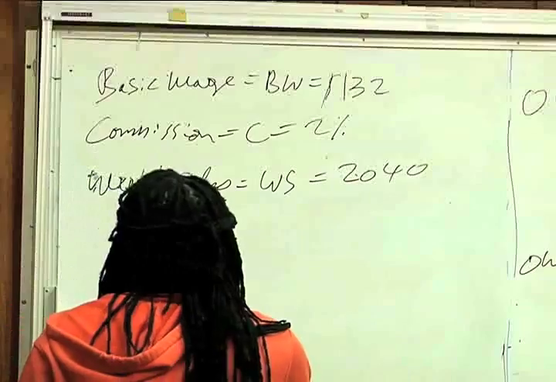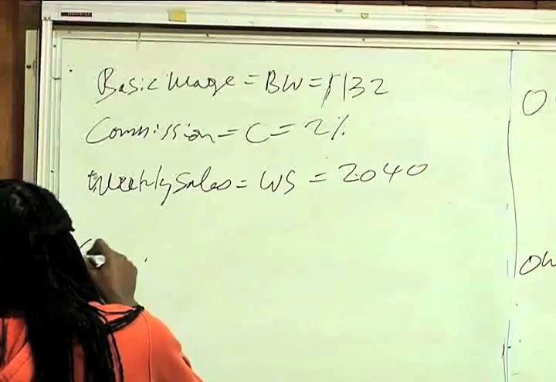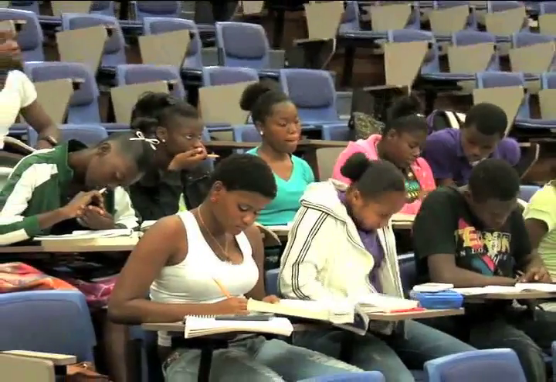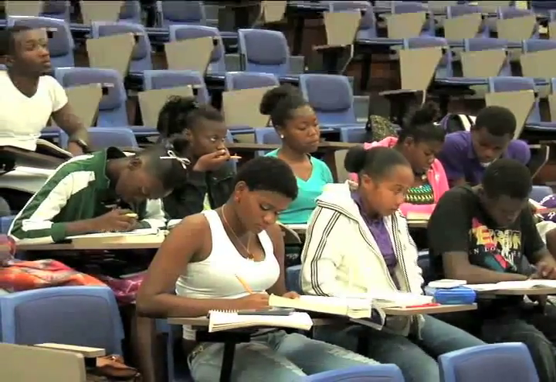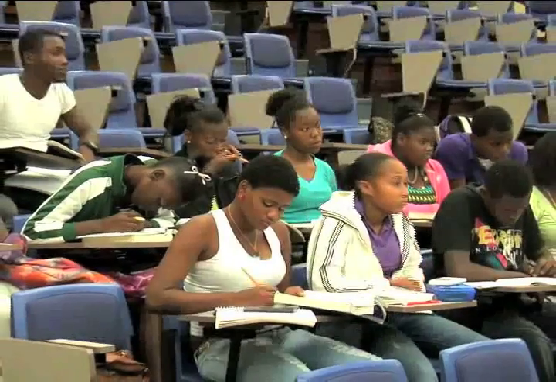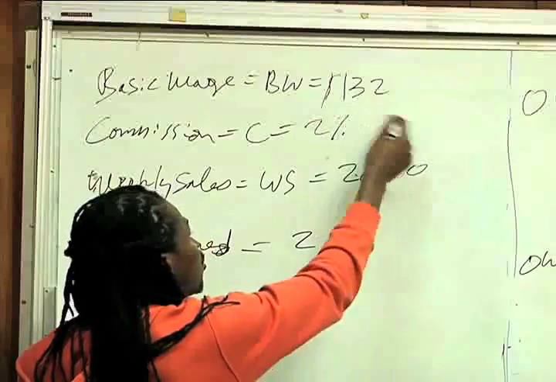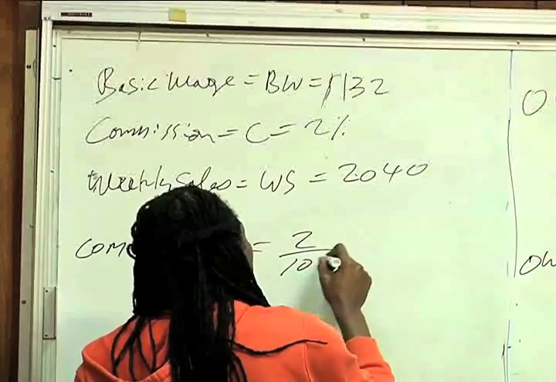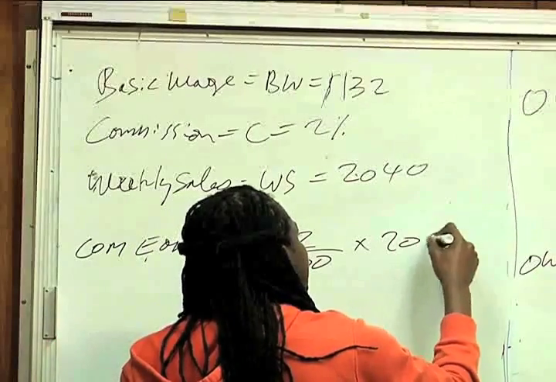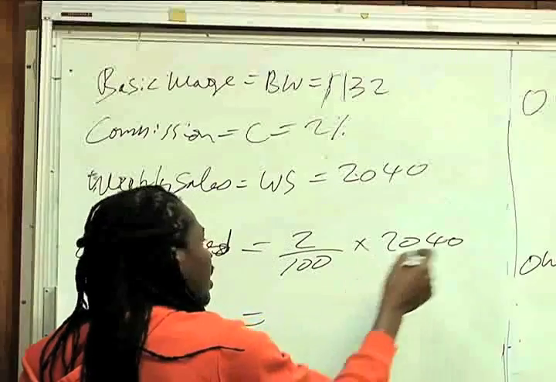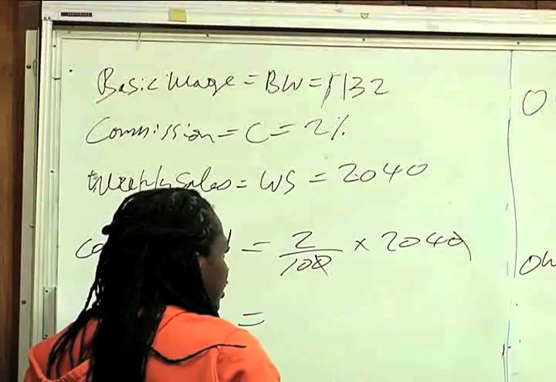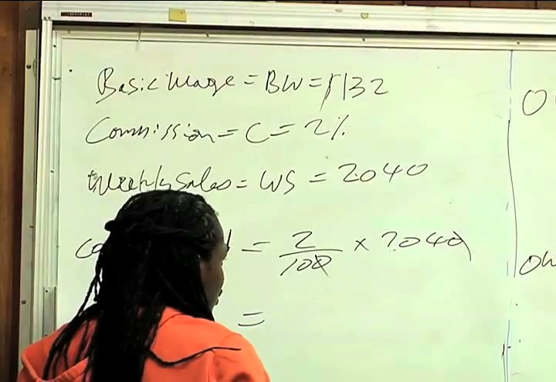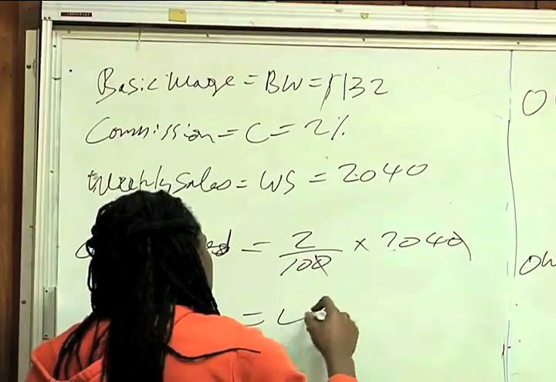Therefore, commission earned equals 2% of 2040. So commission earned equals this times that, cancel that. How much is that? $40.80.